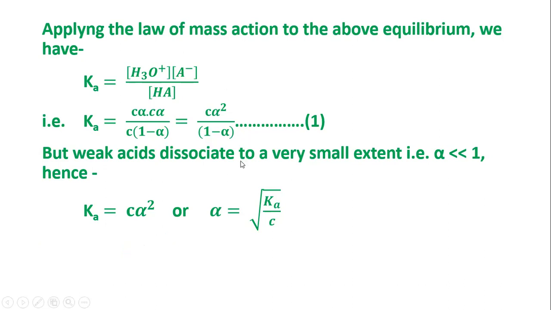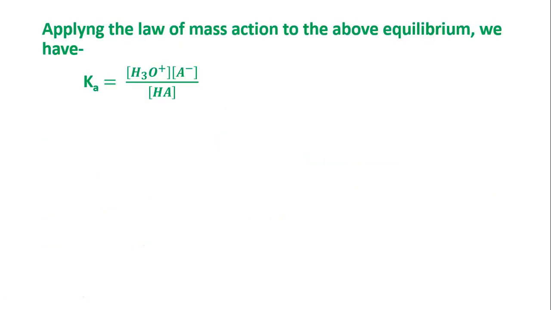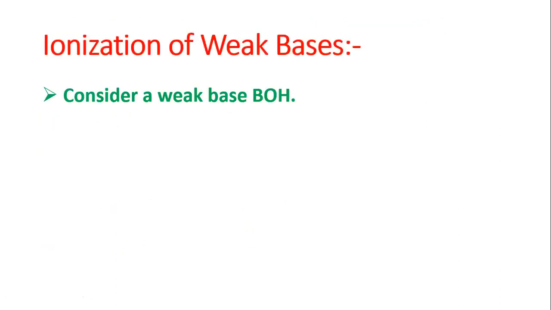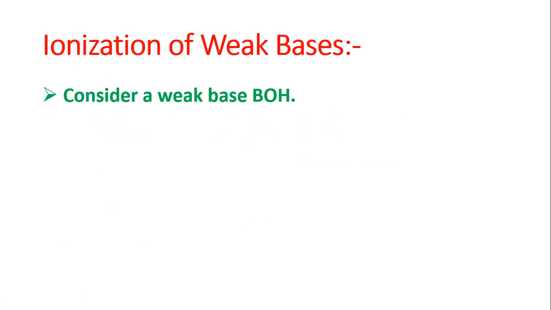Now this is all about the acid, on which a 3-mark question may be asked. Now moving to the bases. That is also important. Either there will be a question on acid or bases. So just the way we considered a weak acid HA, in the same way we have to consider a weak base. Consider the weak base BOH, where B plus will be the cation and OH minus will be the anion.